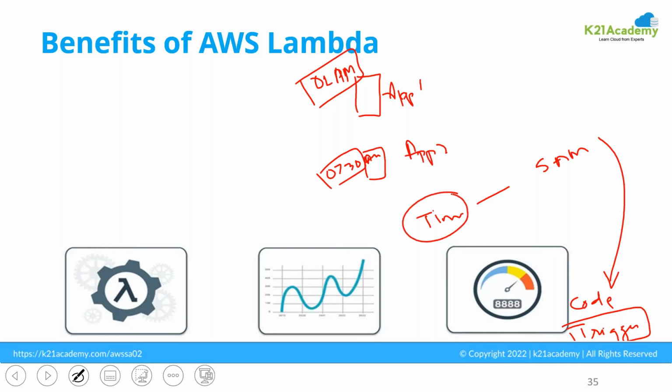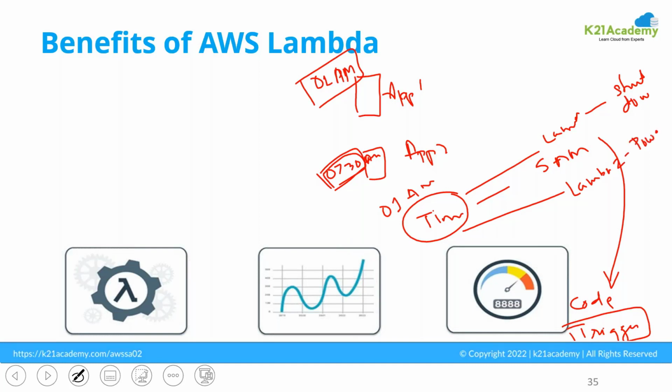So when it is 1 a.m., there will be a trigger which will be sent to the Lambda function. And that Lambda function will actually shut down my EC2 instances. Morning 7:30 a.m., again the trigger will be going to Lambda function 2, which will actually do what? It will power on the system. So what I am doing, I am saving the cost with the help of Lambda functions.